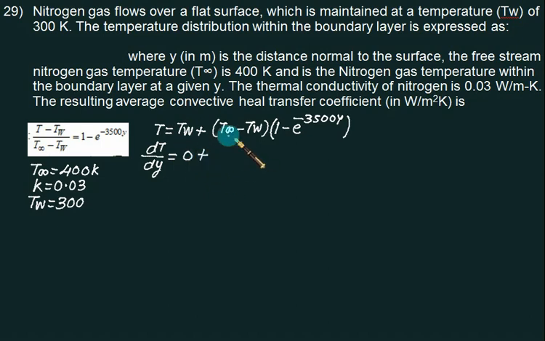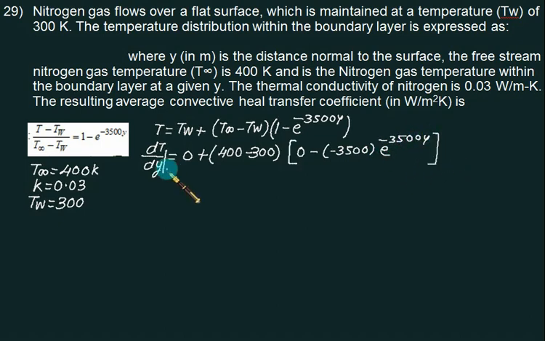The first term's derivative is 0, the second term stays as it is, T infinity minus Tw, that is 400 minus 300. The derivative of 1 is 0, minus minus is plus 3500 into e to the power 0, which is the same as 1. So you have to solve this value at y equal to 0: 100 plus 3500.